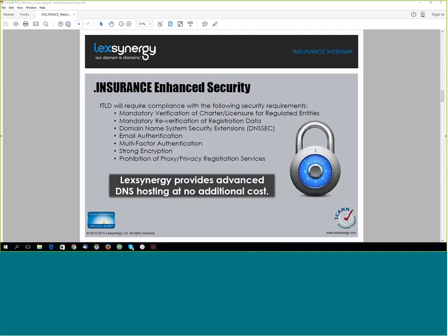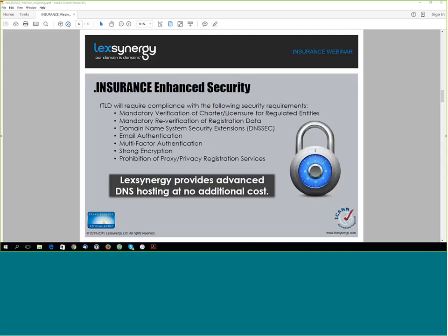Those are all provided on our website in great detail. And then lastly, the prohibition of proxy and privacy registration services. There are registrars and other companies that will sell services that effectively enable a registrant, or someone who's registering a domain name, to hide or shield their true identity behind a proxy registration service.